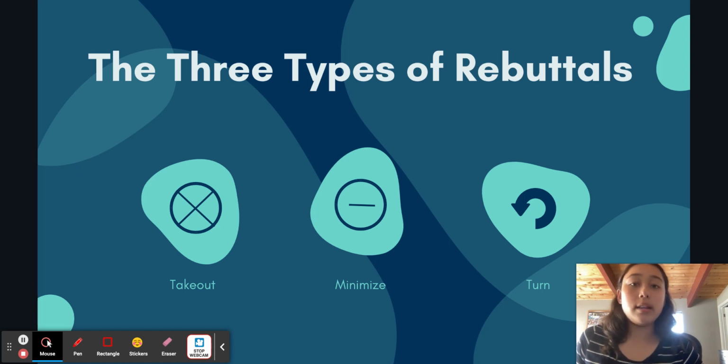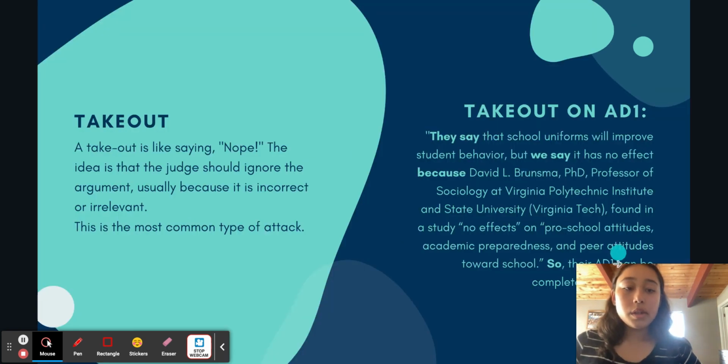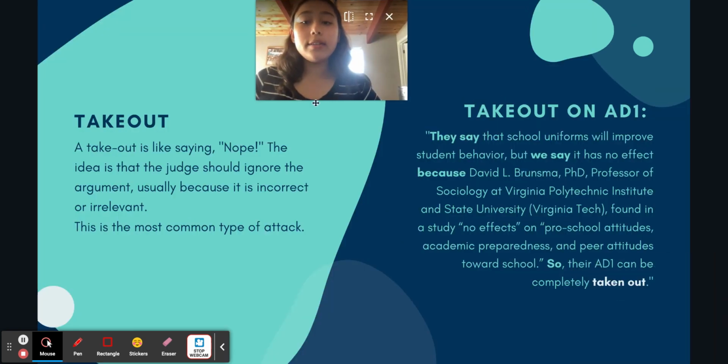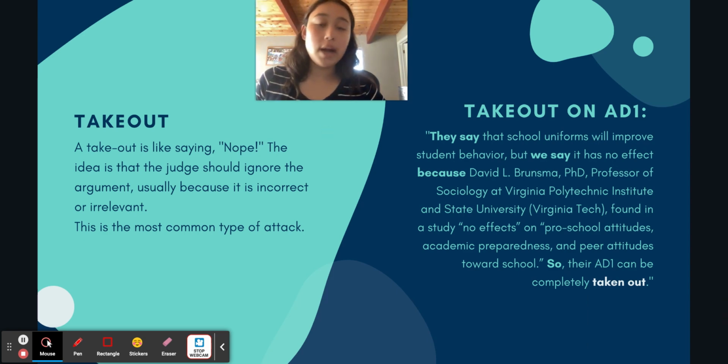This really comes out in the LOC, the MGC, and the MOC, because this is where you're going to be attacking your opponent's case in addition to supporting your own. So let's look at what a takeout means. A takeout is just like saying nope. The idea is that the judge should disregard the argument because it's incorrect or irrelevant or wrong in some sort of way. This is the most common type of attack.